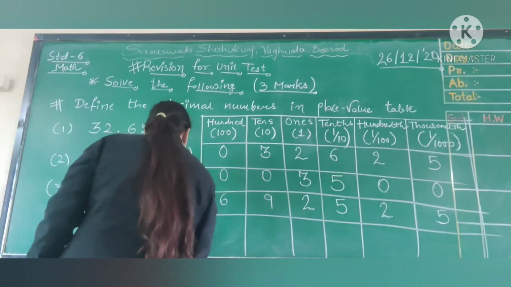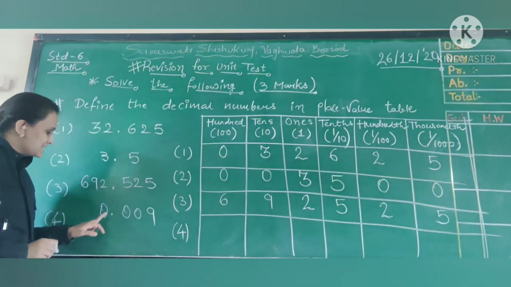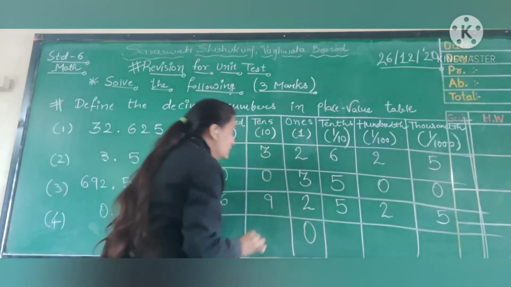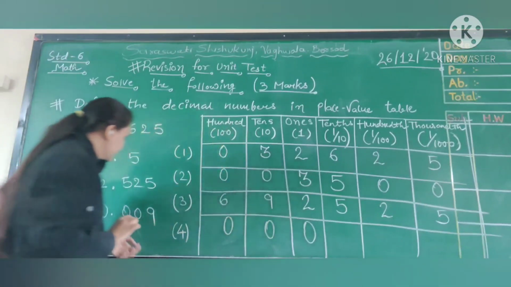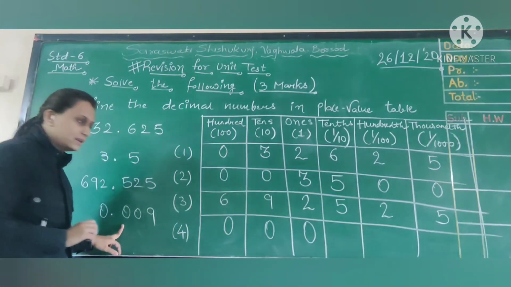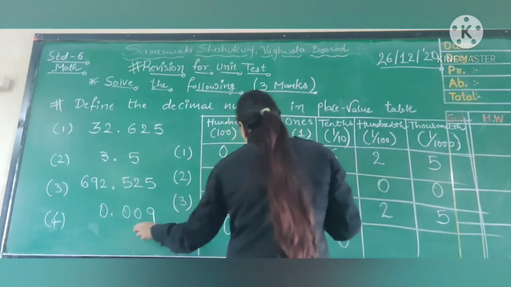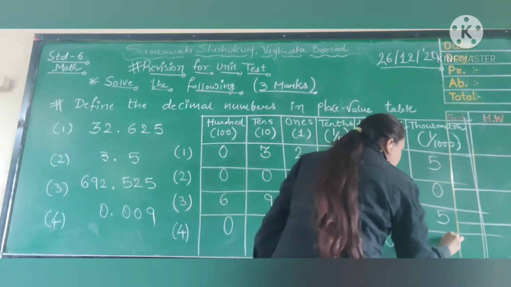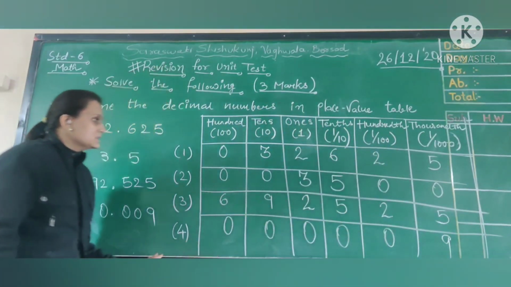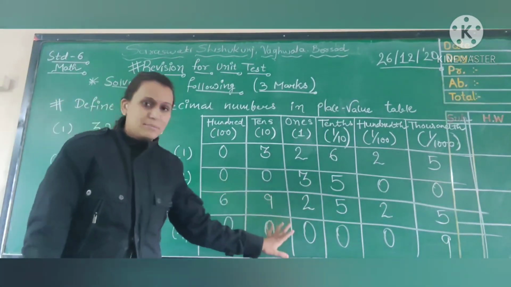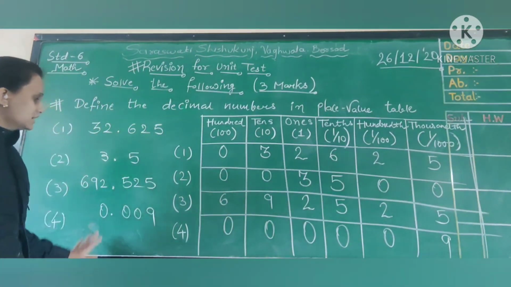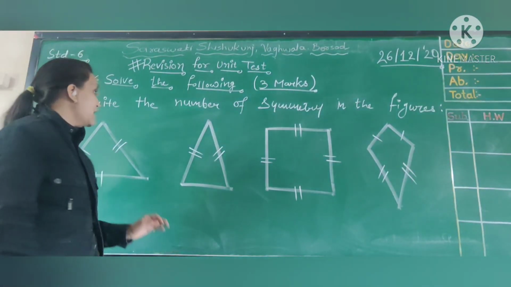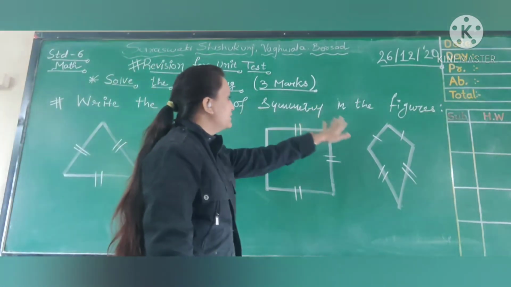Now let us define the fourth number. The fourth number is 0.009. So 0 is at the ones place. There is no tens and no 100. Now at the tenths place there is 0, the same at the hundredths place there is 0. And at the last, the thousandths place, we have 9. Okay, so this way first you have to make a place value table and then derive the different decimal numbers by their place values. Now in the next question we are asked to write the number of symmetries in the figure.